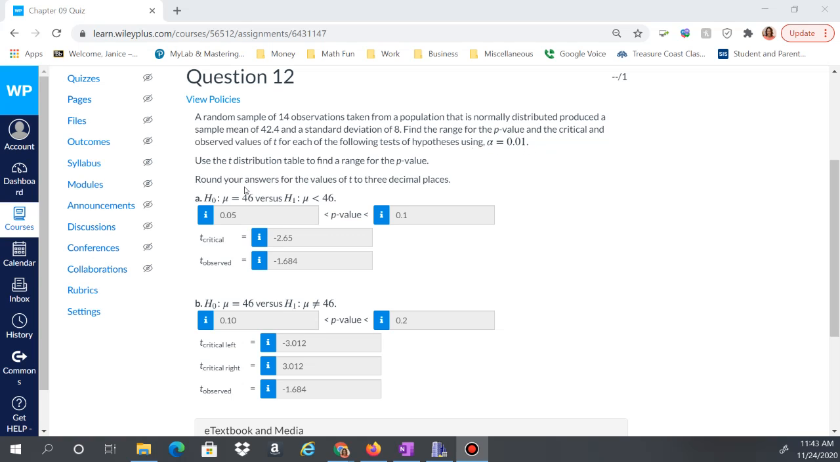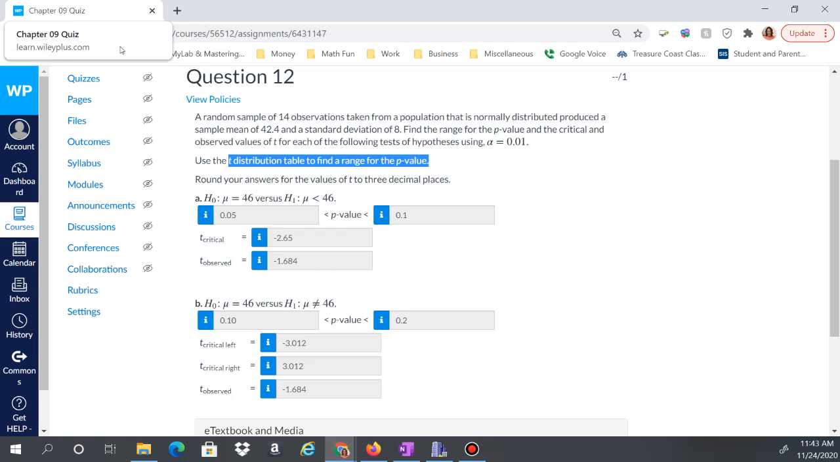Okay, so use the t distribution to find the range for the p-value. We're going to worry about that last. We're going to go through and do the problem here. So you just want the critical value and the observed value for this information here.